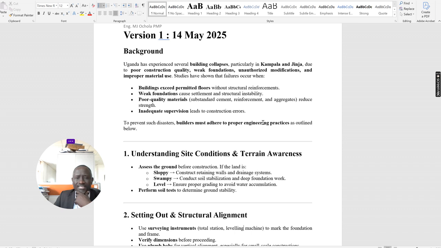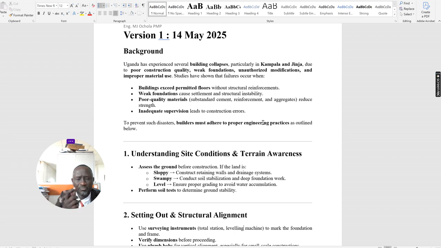Studies have shown that failures occur when buildings exceed permitted floors, have weak foundations, and use poor quality materials like cement. Cement also expires. So when they talk of that, it means it is expired or has come in contact with some contaminants, and that definitely gets affected. Reinforcement bars, some bars can get cracks, others get corroded and rusty before use, and sometimes they say this rust is okay, the first layer of rust, but you don't know whether it is the first, second, or third layer.